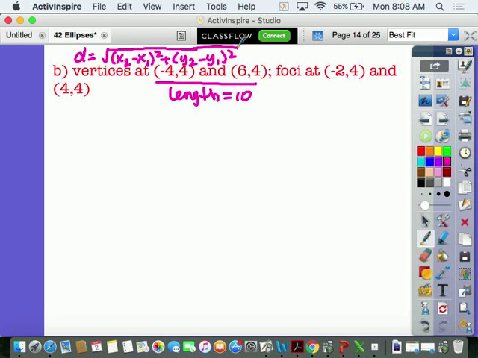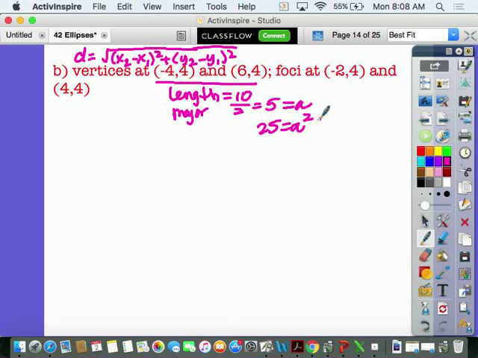Okay? So if the length of our major axes is 10, then we just divide that by 2 to get a value of 5, and that equals A, which means that A squared is 25. Now, the foci are what's going to help us figure out the value of B.